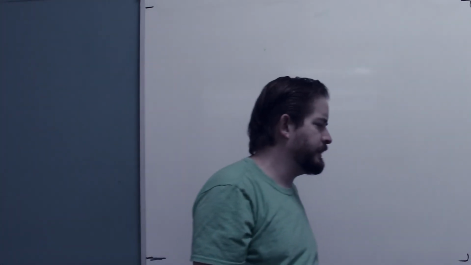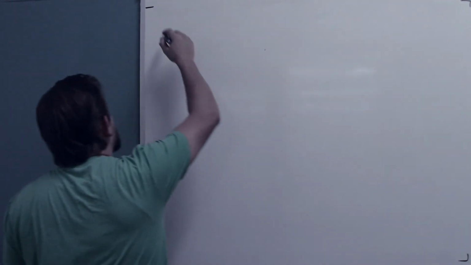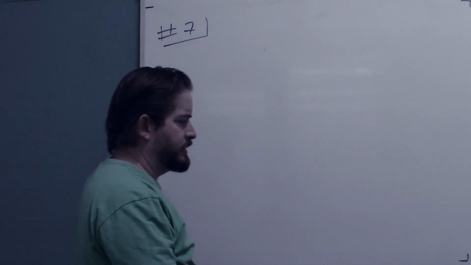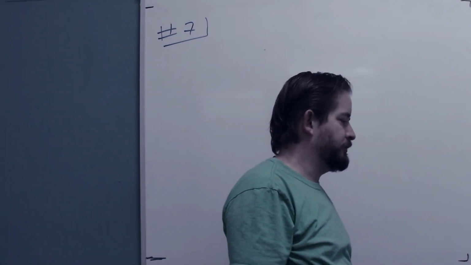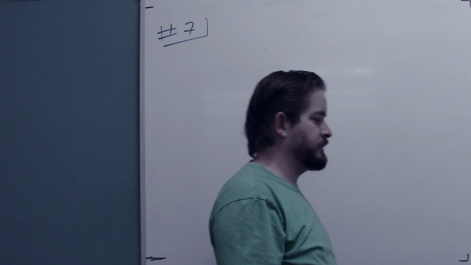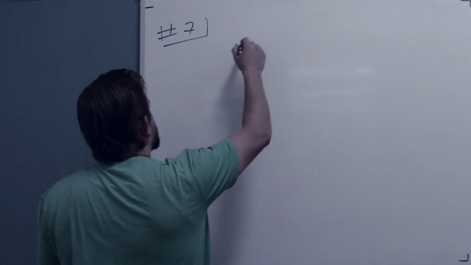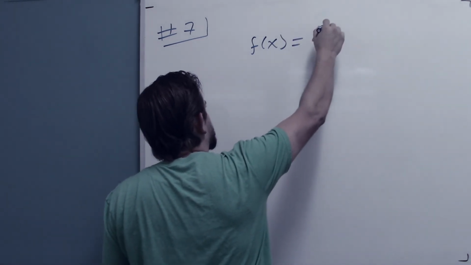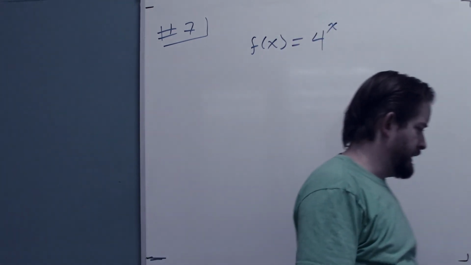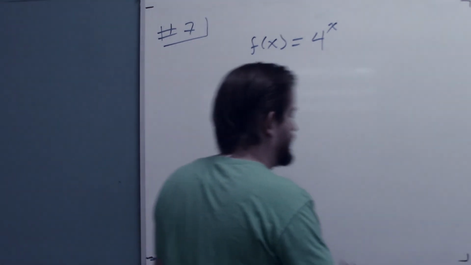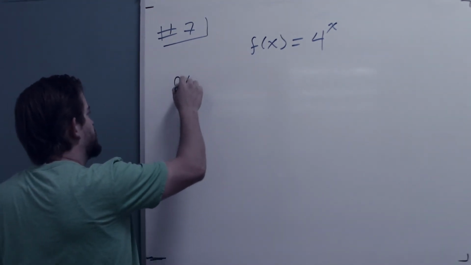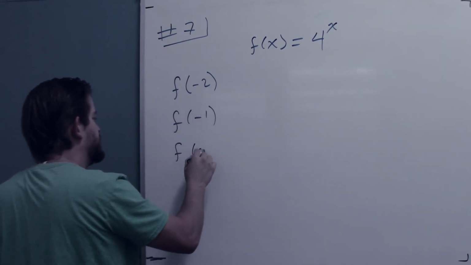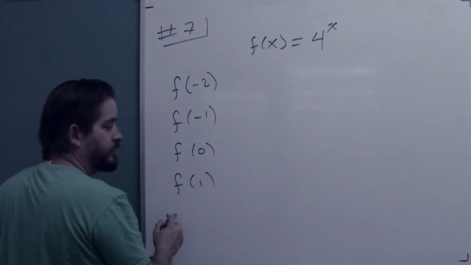All right, let's look at number 7. Number 7 says sketch a graph of the function by making a table of values, writing the fractions using the slash sign. So I'm given a function f of x equals 4 to the x. And we're asked to evaluate a couple of things: f of negative 2, f of negative 1, f of 0, f of 1, and f of 2.